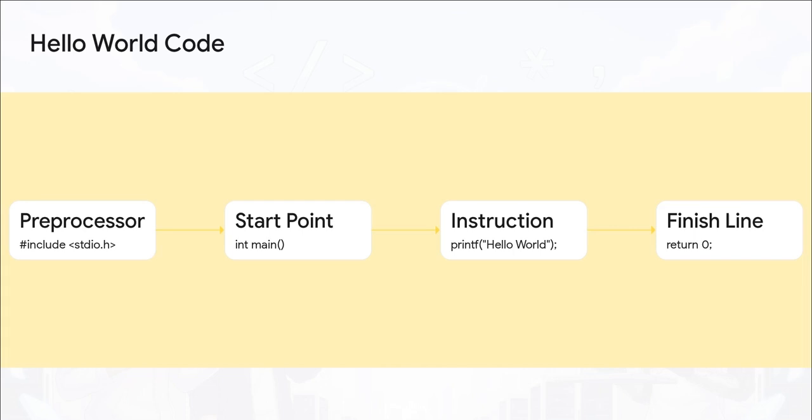And finally, step 4 is the finish line, return 0. This sends a 0 back to the operating system, which is just programmer speak for, hey, everything ran perfectly with 0 errors. See? When you break it down like that, it makes complete logical sense.